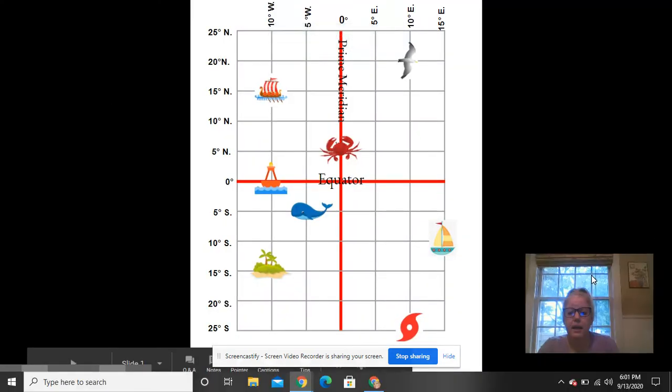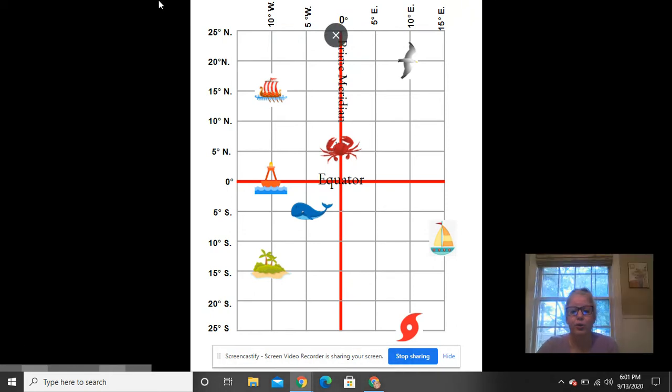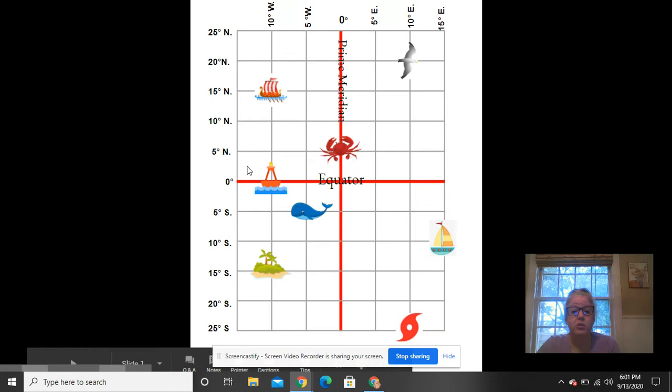And I made a little coordinate grid here. This is not on a globe. I just made a little grid with some objects on it for us to practice locating objects on a map. So I've labeled the equator. This is 0 degrees latitude. I've labeled the prime meridian. This is 0 degrees longitude. So let's take a look.